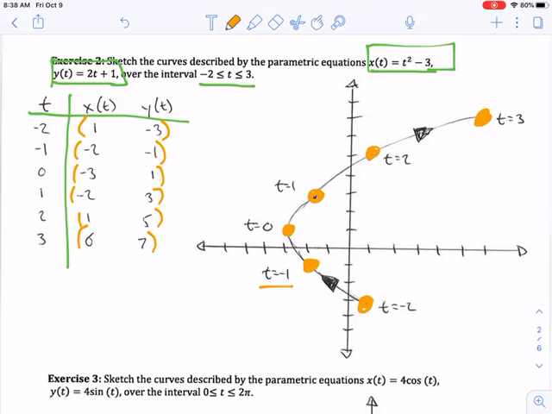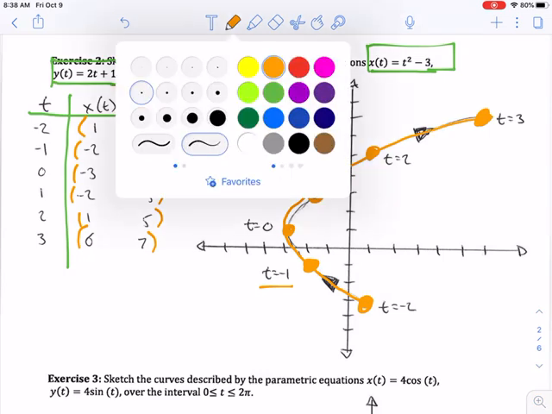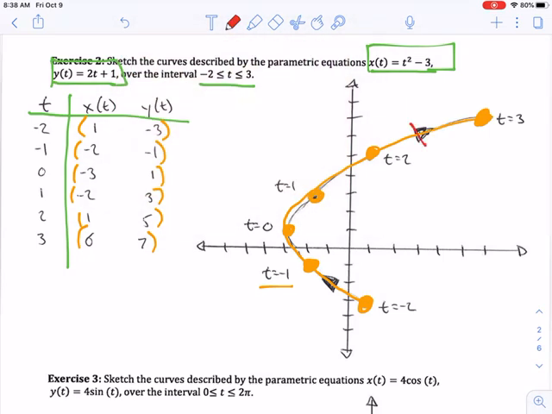And so we want to draw a line between these points. And then, of course, the last thing that we want to do after we draw the line is we want to put our little arrows. This shows the direction that we are tracing along on the parametric curve. Okay, so we're going from -2 to 3 in that direction.